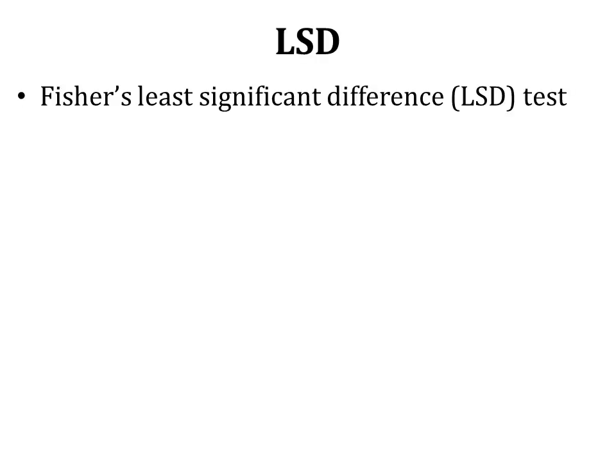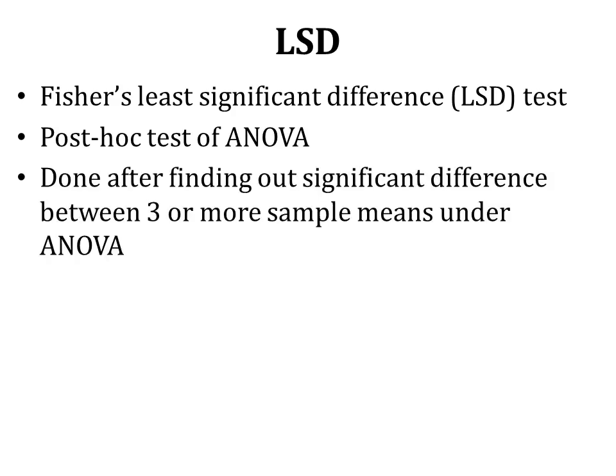In the previous lecture, we discussed the concept of post hoc tests, what is meant by a post hoc test, and why post hoc tests of ANOVA are needed, because least significant difference is a post hoc test of ANOVA. Least significant difference was developed by Fisher in 1935. That is why it is known as Fisher's least significant difference test. This is a post hoc test of ANOVA, which is done after finding a significant difference between 3 or more sample means under ANOVA, and we discussed in the previous lecture why this is needed.